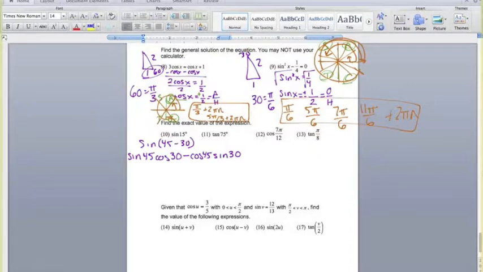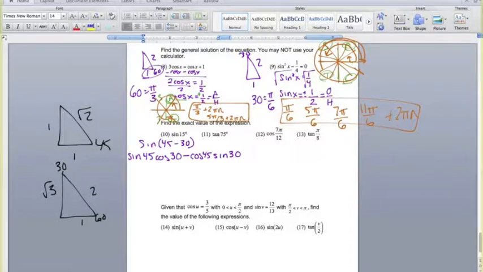Then I want to evaluate these things from my special triangles. So from my 45, 45, 90, or from my 30, 60, 90. So in the 45, 45, 90, sine opposite over hypotenuse is 1 over square root of 2. Cosine of 30 adjacent over hypotenuse is square root of 3 over 2. Cosine of 45 is 1 over square root of 2. And sine of 30 opposite over hypotenuse is 1 over 2.